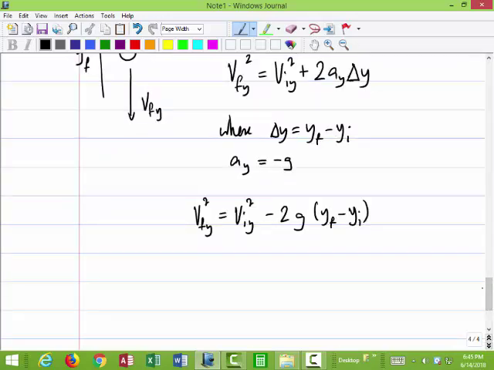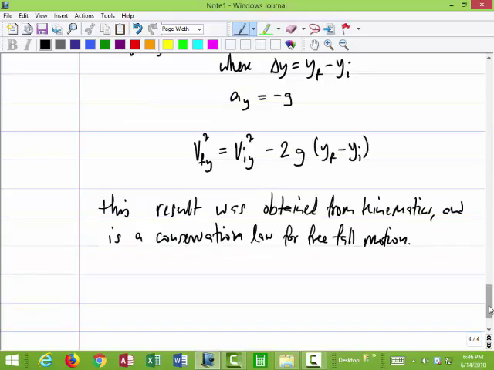This analysis was derived from using our kinematic equation, and what it really gives us is a form of the conservation law for free-fall motion. So we can multiply through by the mass and divide by 2, and we will see that we end up with a form of equation which is basically a conservation law formula.